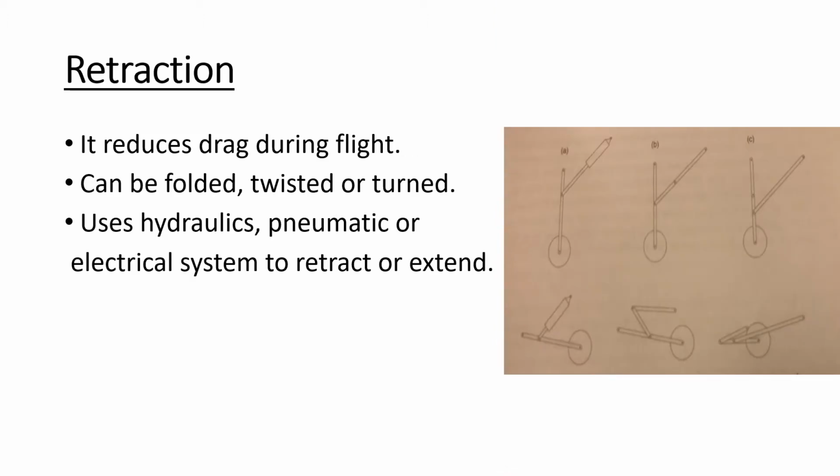Now, an undercarriage would cause a lot of drag in flight, so in most aircraft it is retracted into the wings or the fuselage when it is not required. Retraction method can be folding or twisting or turning. I have shown in the picture in the slide. And we can use hydraulics, pneumatics or electrical system to retract or extend the undercarriages.